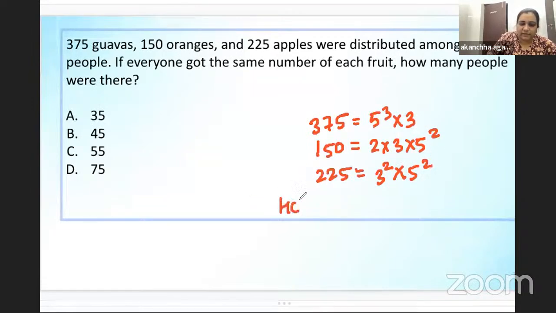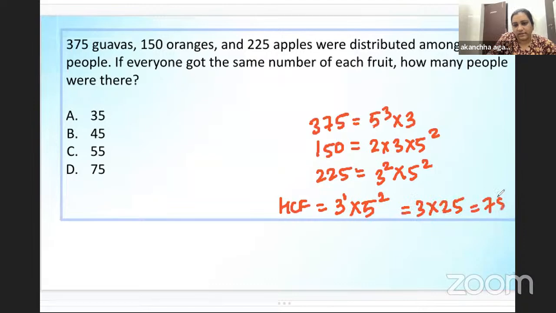Now the HCF takes only what is common amongst all. You see 2 is not common in all, so we won't take the power of 2. We'll take 3 and we'll take 5. The smallest power of 3 that we see anywhere is 1 and the smallest power of 5 is 2. So we are getting 3 times 25, and hence the answer is 75. So the answer will be D. I hope it's clear to all of you.